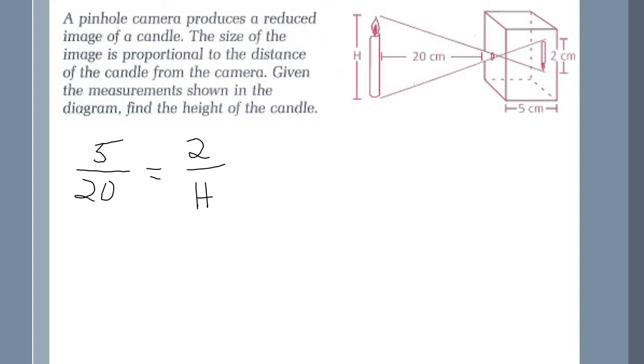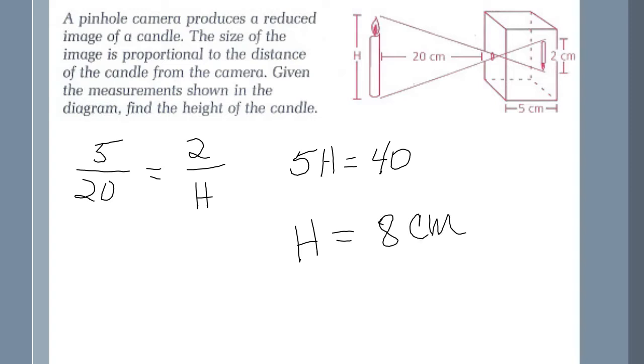So now we can just cross multiply and divide like we've been shown. So I end up with 5h equals 40. So the height of the actual candle is 8 centimeters.